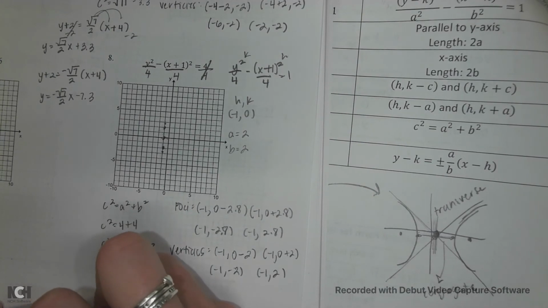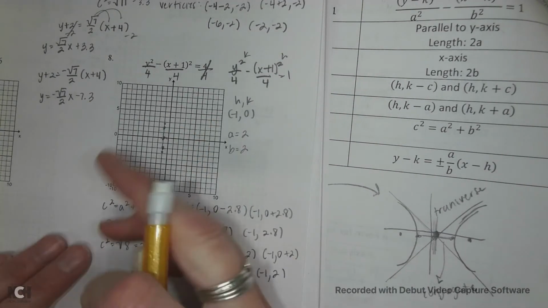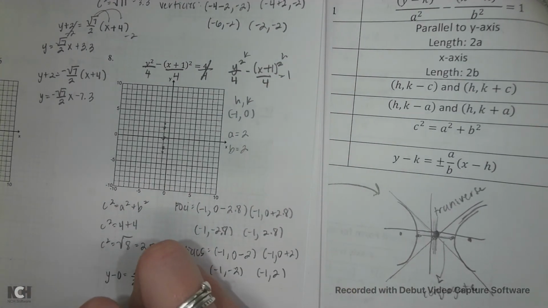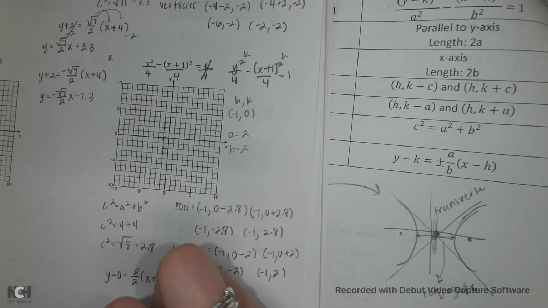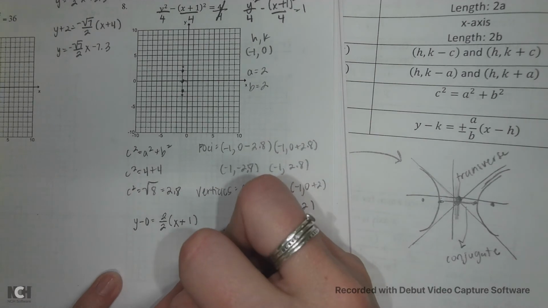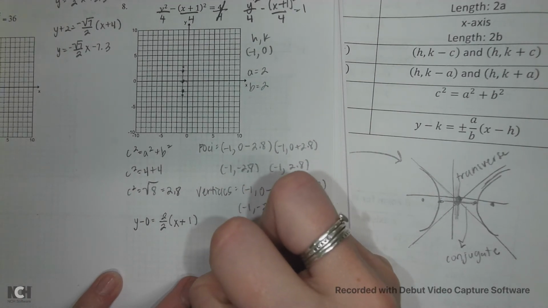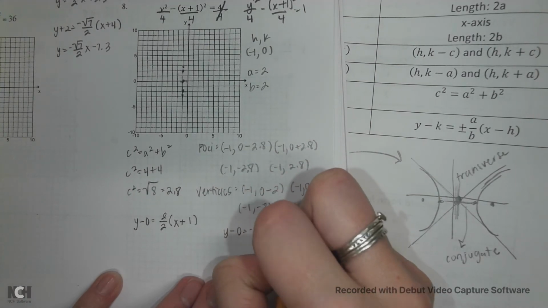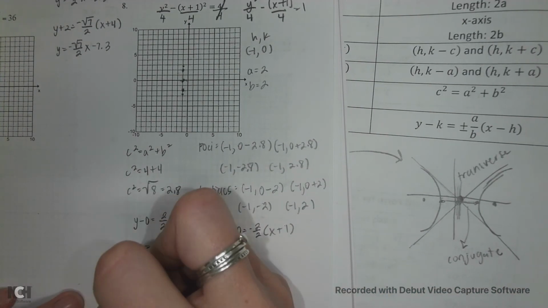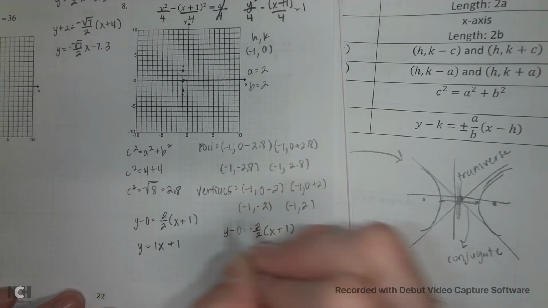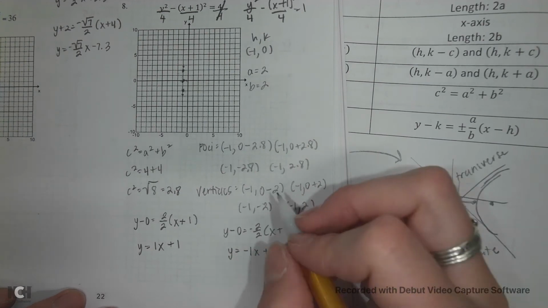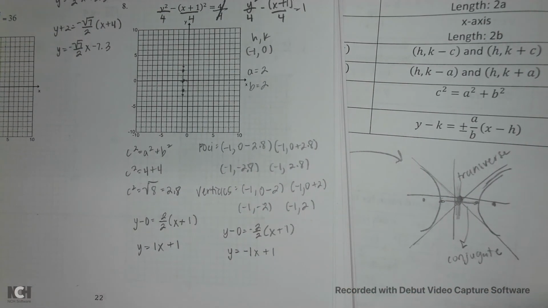Okay, then we need to figure out our asymptotes. So y minus 0 equals 2 divided by 2 times x minus h. Okay, and then we have the same thing again. y minus 0 equals -2/2 times x plus 1. So y equals 1x plus 1, and y equals -1x plus 1, because -2/2 is -1, and -1 times 1 is -1.